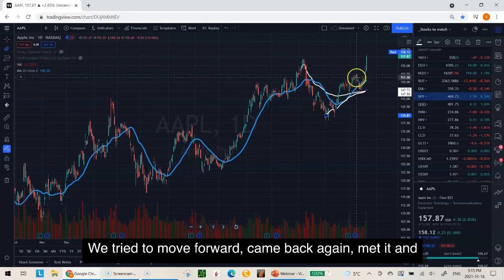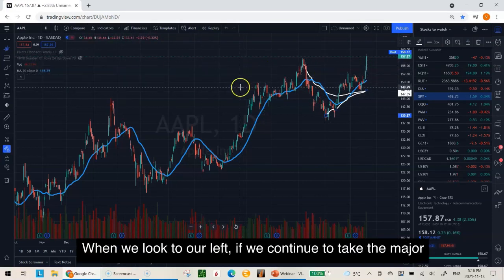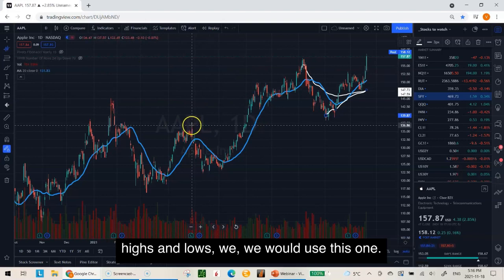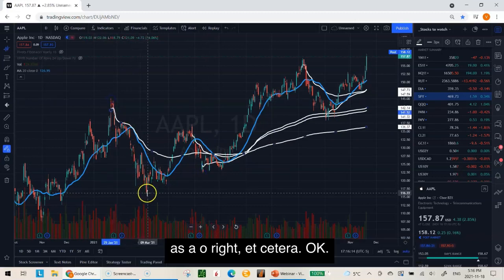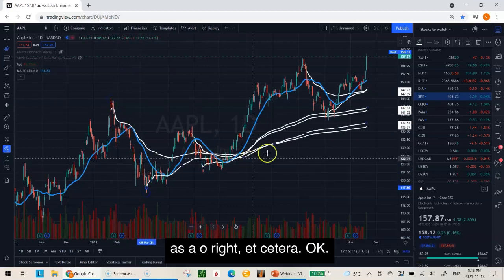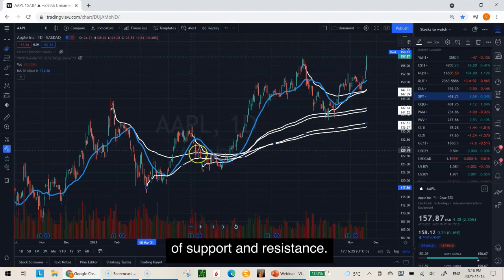We tried to move forward, came back again, met it, and now we're off and running, right? When we look to our left, if we continue to take the major highs and lows, we would use this one, this one. We definitely use this one, this one has a low, right, etc. Okay, so what you're doing is you're identifying the major areas of support and resistance.